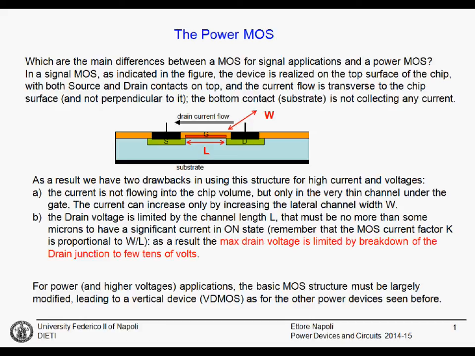Unipolar devices do not have this problem. The Power MOS is the first one that we study, almost the only one that is a completely unipolar device. The Schottky diode is another unipolar device.